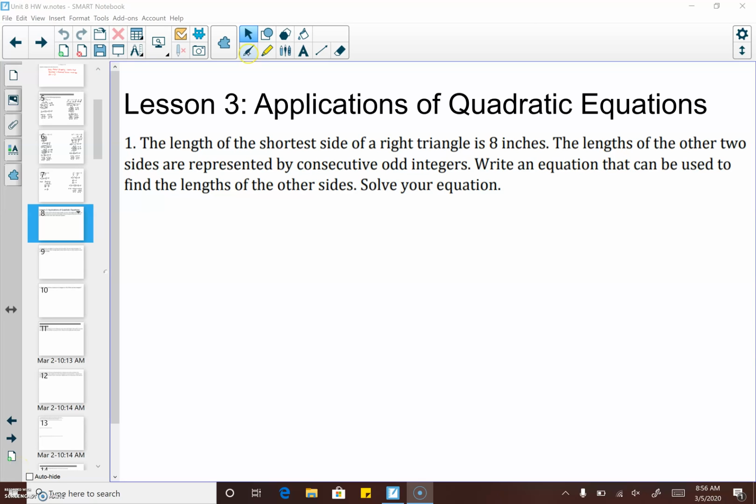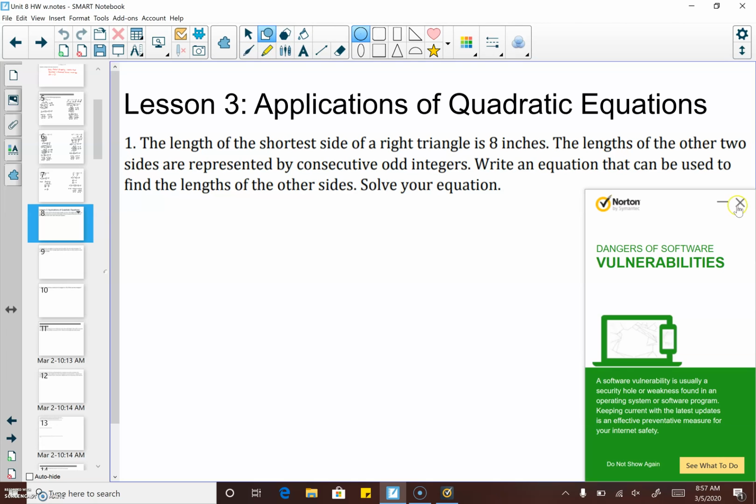For lesson 3, we're going to look at solving some word problems using our quadratic equations. The length of the shortest side of a right triangle is 8, and the lengths of the other two sides are represented by consecutive odd integers. Write an equation that can be used to find the lengths of the other sides and solve our equation.